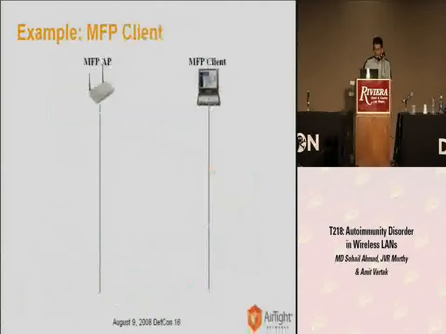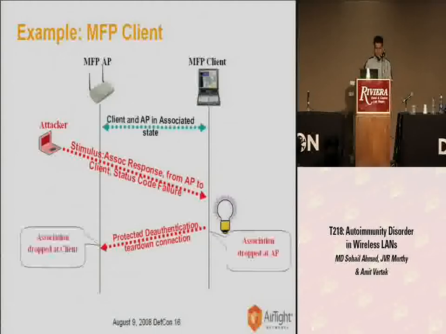Let's take another example in which the attacker is trying to victimize an MFP client. It sends an SOC response message with a failure status code in it. The client honors that message and tears down the association. So when it receives this message, it sends a protected deauthentication message to the access point. Since this message is protected, it is honored by the access point as well, and it also deletes its state. So in this example, we have seen that the attacker was able to break MFP protected connections.